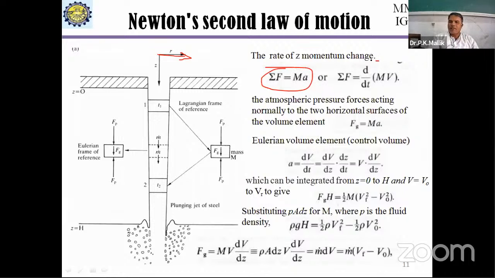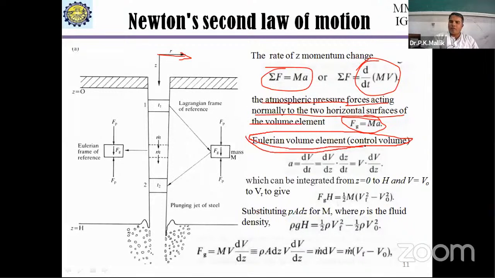Here, again you differentiate this and convert it into a differential equation. With time, you will get mass into velocity divided by del t. This is the atmospheric pressure force acting normally to the two horizontal surfaces of the volume element. So the force is equal to mass into acceleration also. In case you are considering the earlier volume element, this is generally known as the control volume approach.